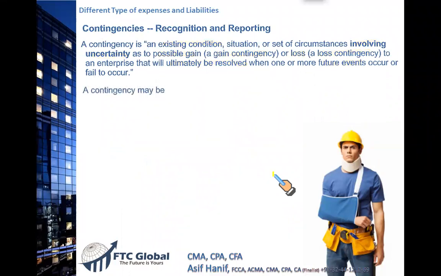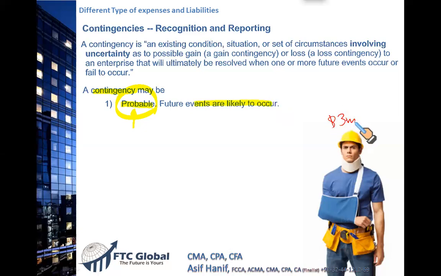Now, contingencies can take three forms. Now, you have to be very careful what I'm going to tell you now. If contingency is probable, please look for this word probable, just this word, not a percentage, 70 or 80%, just look for this word probable. If you find this word in the question, you're in trouble. Future events are likely to occur, which means Amir will get $3 million compensation and Salman, you lose this $3 million because it is likely to occur. The decision will be against you in the court of law.